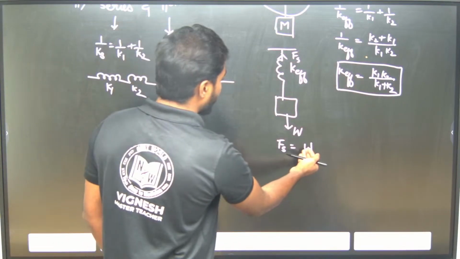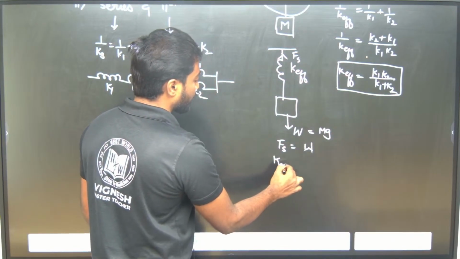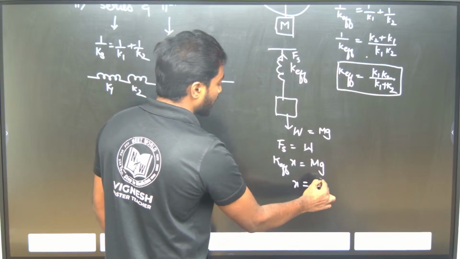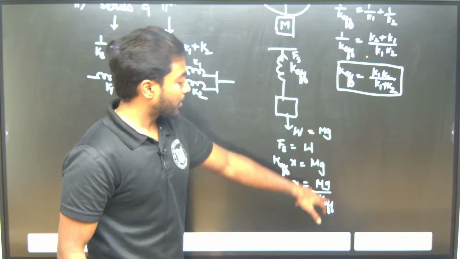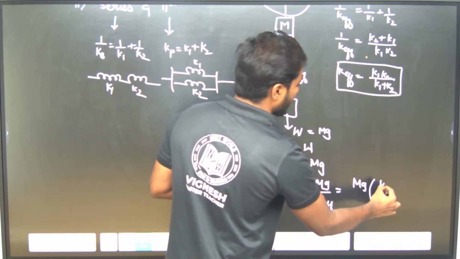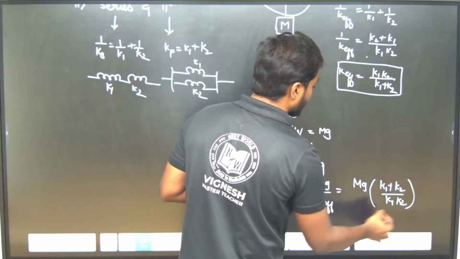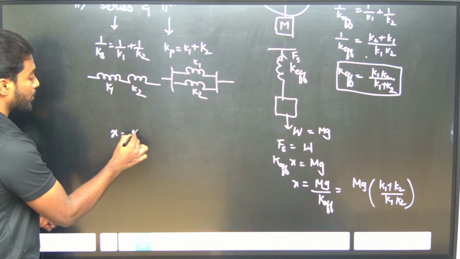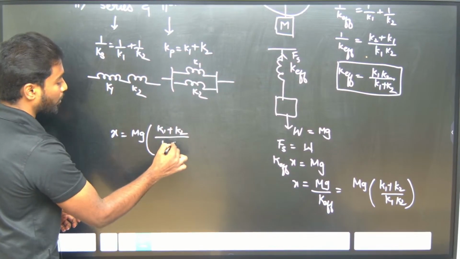What is W? That is mg. So K effective into x equals mg. So x equals mg divided by K effective, which is mg into 1 by K effective. I can write this as mg into (K1 plus K2) by K1 K2. This is my extension of the spring. So the answer is x equals mg into (K1 plus K2) by K1 K2.